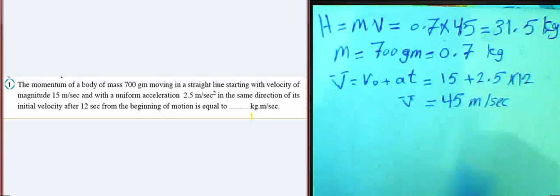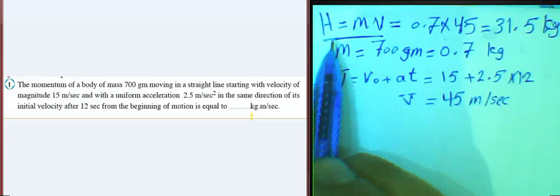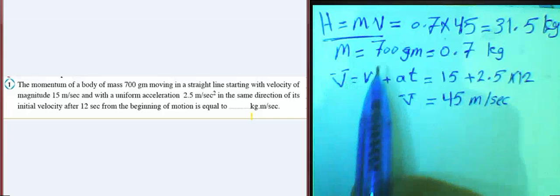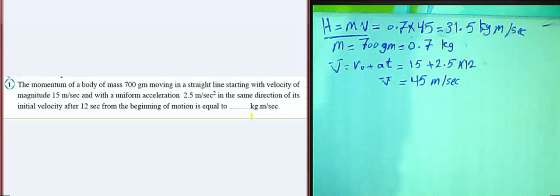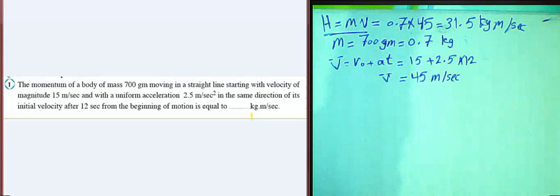So we must know this rule about the momentum. Okay, the momentum equal m multiplied by v. It's clear, okay? So the result will be 31 and a half kilogram meter per second.